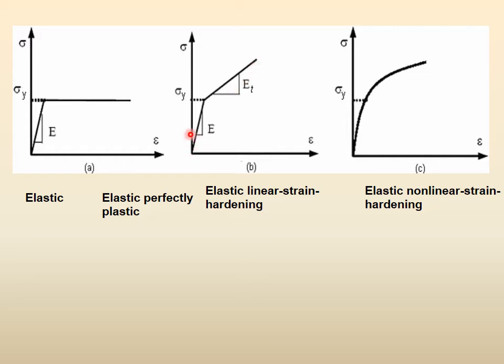You go from 0 to yield strength in a straight line, and then from yield strength you go to the ultimate strength in another straight line. So it is elastic, linear strain hardening. And then the real material is elastic, non-linear strain hardening. So you see, this is the actual real material, but you cannot define any slope here. At each point the slope is different.